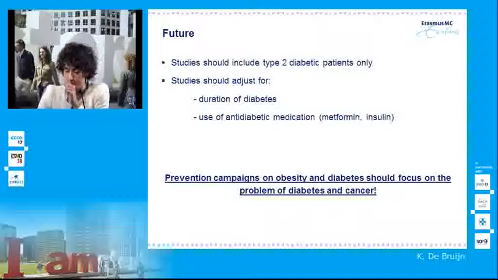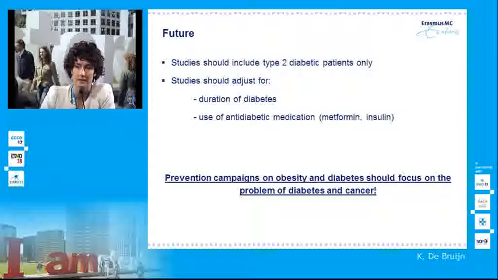For the future, the studies we included in our meta-analysis also contain type 1 diabetic patients. Type 1 diabetic patients are at risk for different types of cancer than type 2 diabetic patients. So future studies should adjust for type of diabetes, or they should include type 2 diabetic patients only. Furthermore, the duration of diabetes is really important. Some studies say that the increased cancer incidence is due to detection time bias. And what is a detection time bias?